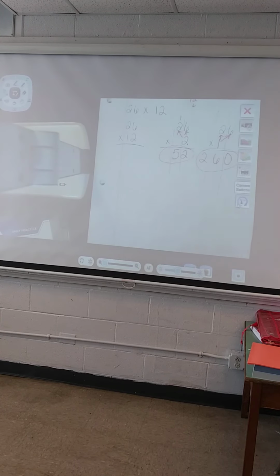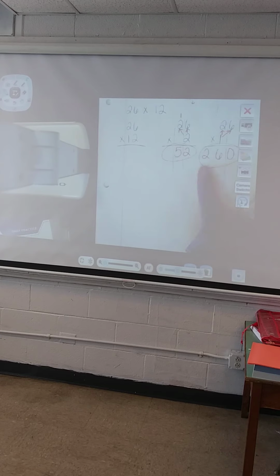Now, does it matter how I stack these numbers? No, it doesn't. When I add, it does not matter how I stack my numbers. I just got to know to stack them by place value. I can put the 52 on top, or I can put the 260 on top. It does not matter. When I'm adding, subtraction is going to be different. But when you add, it don't matter how you stack it up. But I'm just going to pick the number with the most digits on top. So I'm going to put 260 on top.